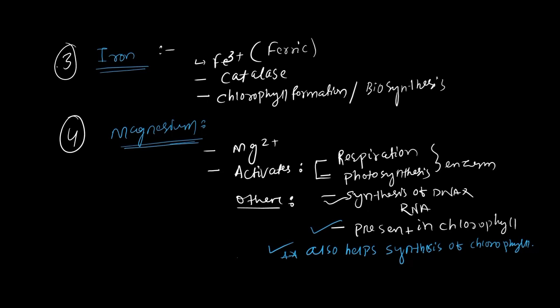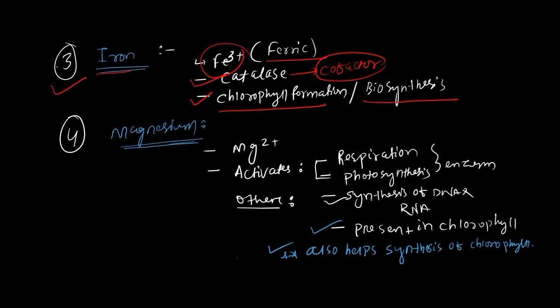Next mineral, iron. Iron is absorbed by the plant as Fe3+, called ferric, and it is a cofactor of the enzyme catalase. This catalase enzyme helps as a scavenger, protecting the cell from different types of oxidative reactions. And second, iron helps in chlorophyll formation and biosynthesis, meaning iron helps in the synthesis of chlorophyll also.